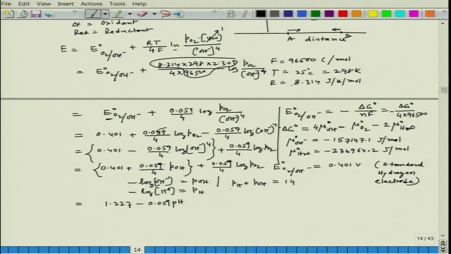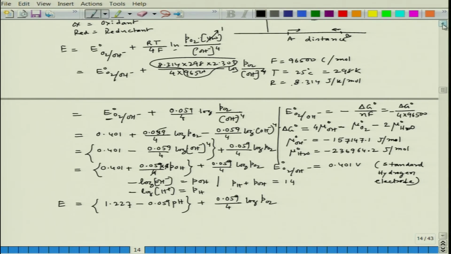You do that calculation, you will get that. And here, since I am converting into this pH, there will be a multiplying factor of 4, so this 4 would get cancelled. So you will get this. This is one part, and the other part is PO2. So this is the final expression.